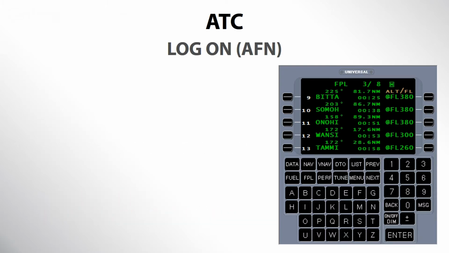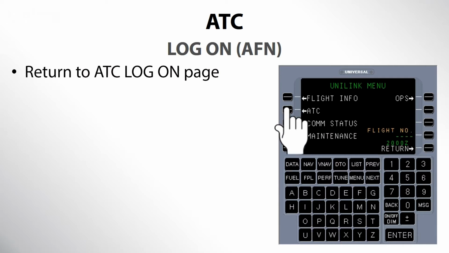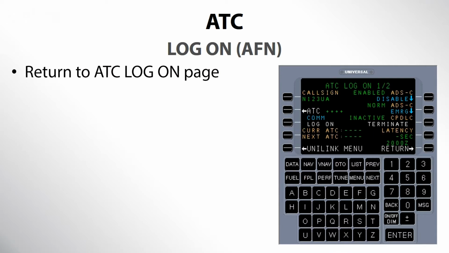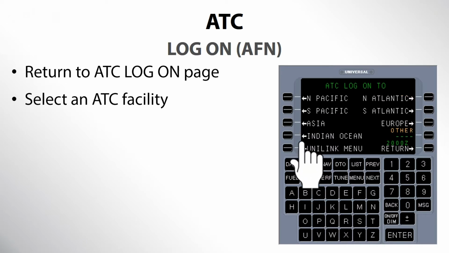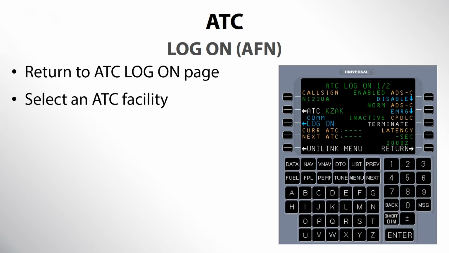To perform an AFN logon, go to the ATC Log On page 1. Press ATC to select an ATC facility. You will be given 7 different regions from which to choose. For this example, we'll select the North Pacific region. We are then given a list of the ATC facilities for that region. We'll select Oakland Center, which will automatically return us to the ATC Log On page 1.